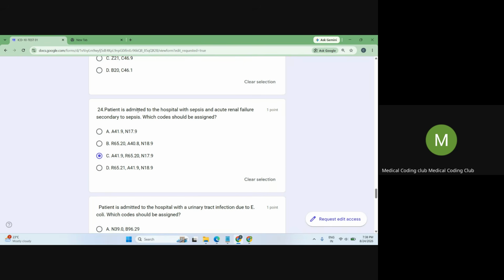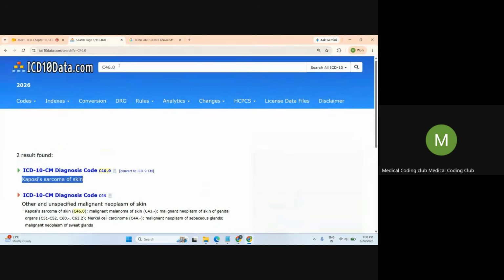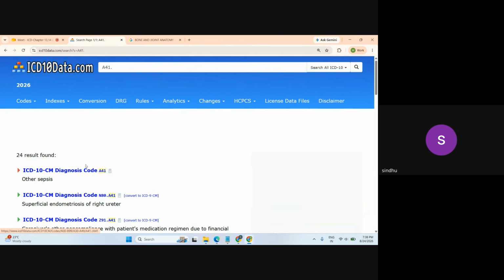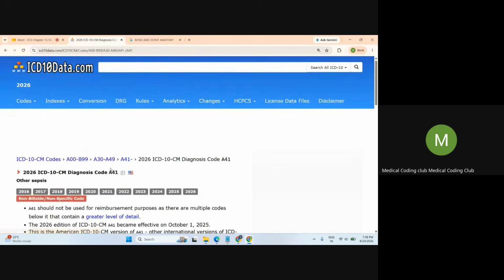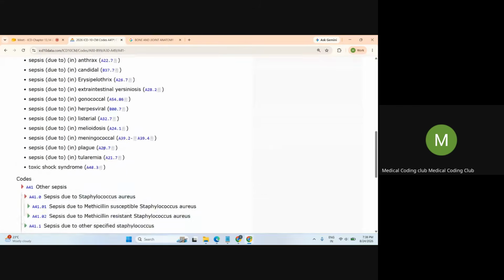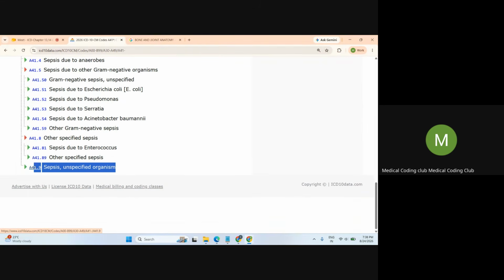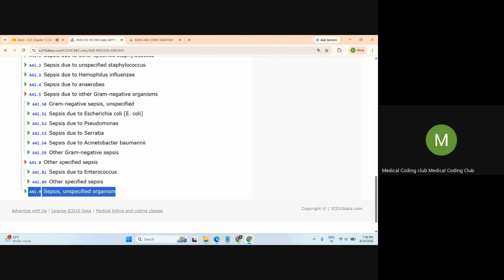A41.9 is the sepsis code. Do you see any organism being identified for sepsis? Nothing they have given. They only said the patient is having sepsis. So you will just code the unspecified variant, sepsis, unspecified organism, A41.9. And you should code it as a primary diagnosis. If they had said any organism was identified, then you would have assigned the combination code with the organism code.